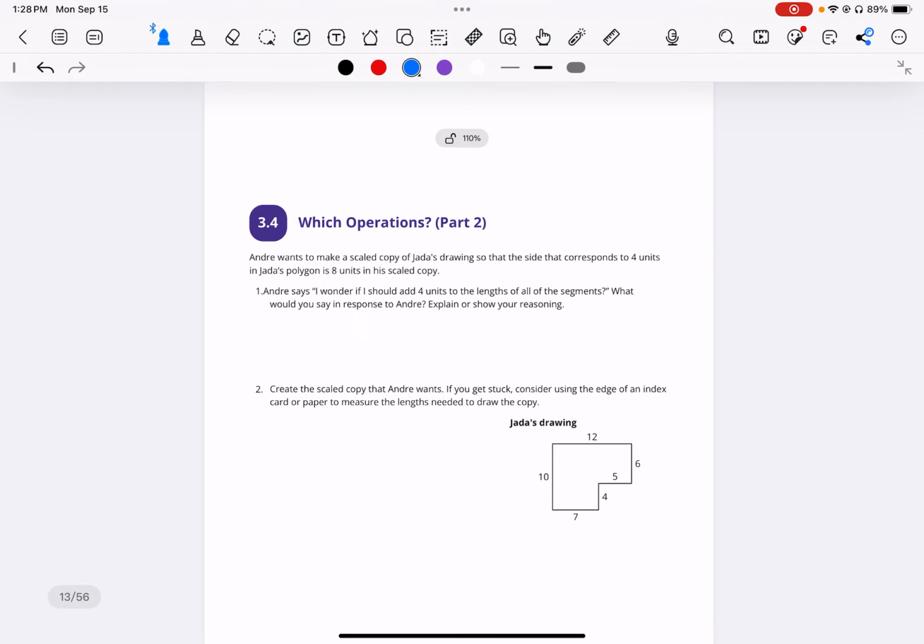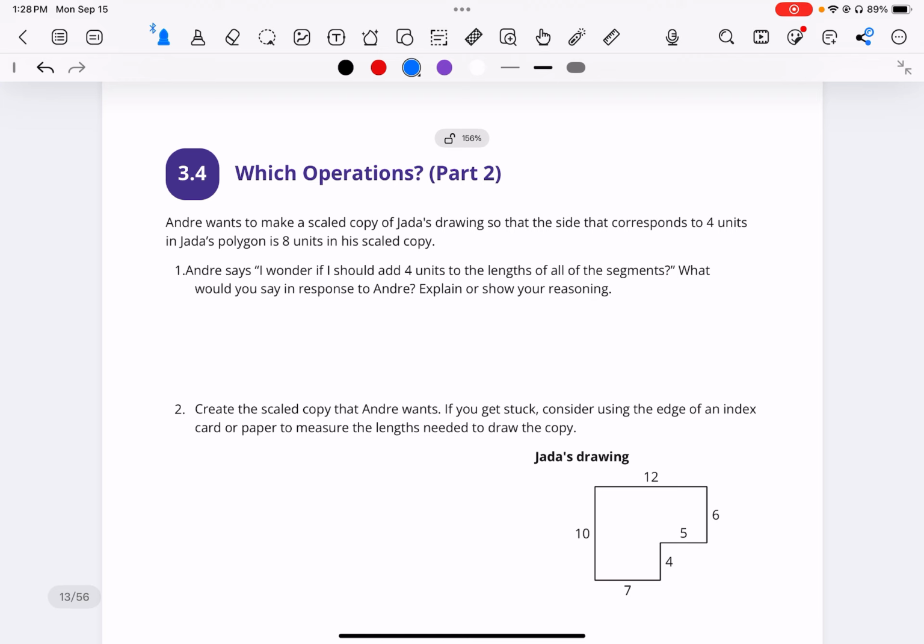So if we look at Andre here, Andre wants to make a scaled copy of Jada's drawing so that the side that corresponds to 4 is 8 in his scaled copy. Andre says, I wonder if I should add 4 units to the length of all the side segments. What would you say in response to Andre? We would say that you shouldn't add, so not to add 4 to all sides, but instead, if we're going from 4 to 8, you should multiply all sides by 2.